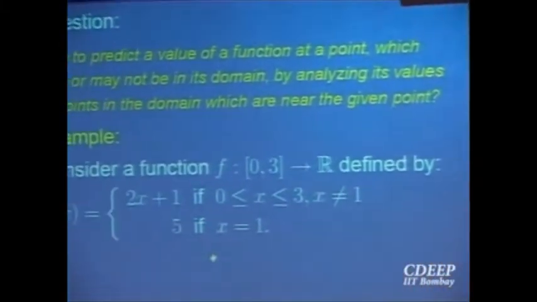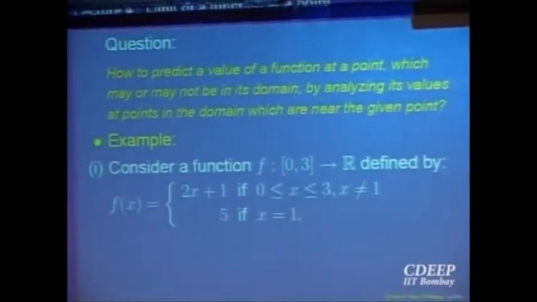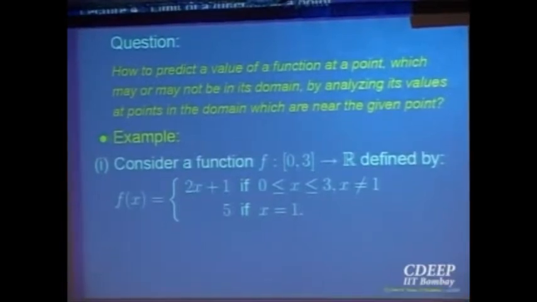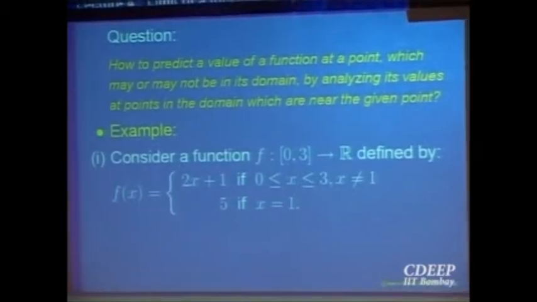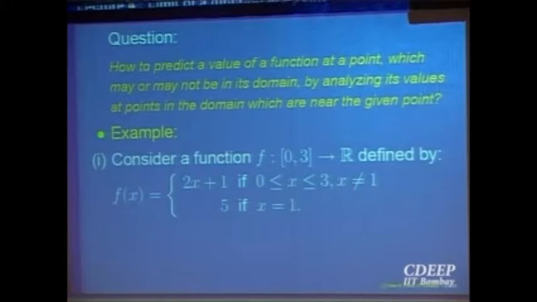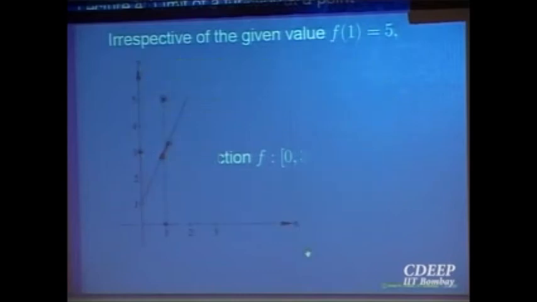So let us look at a particular example. Look at the function defined on the interval 0 to 3 to R. It is defined by the formula 2x plus 1 if x is between 0 and 3 except at the point 1, and at the point 1 the value is given to be 5. Now the function is defined at the point 1 to be 5. Observe that it is also defined at all points nearby the point x equal to 1. We ignore the value 5 at x equal to 1 and we look at the values at nearby points and we want to predict a suitable value for the function.